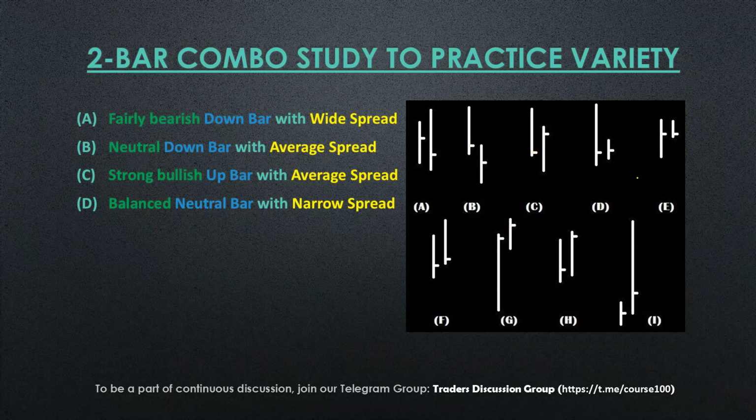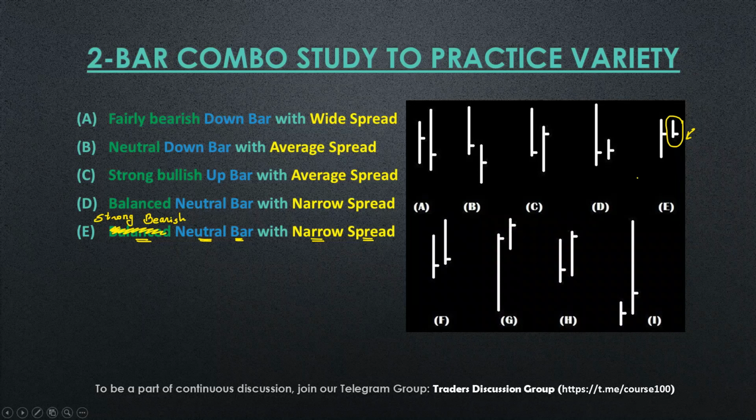Okay, let's move on to the fifth bar. Again, you can see it's a balanced neutral bar with narrow spread. Now, question is, does it look like a balanced bar? Answer is obviously no. This is not a balanced bar. That's your strong bearish bar. Strong bearish because it's closing near the lows. Current close is near to the previous close, and range is narrow. So we have a narrow spread.